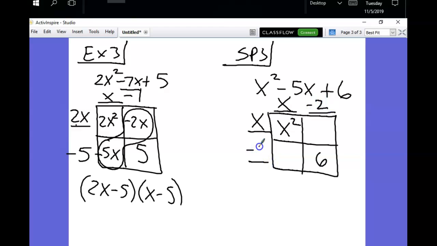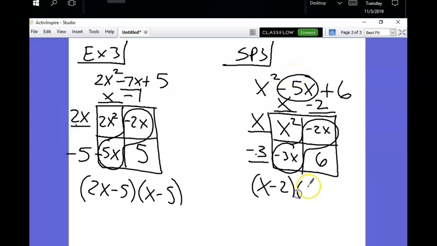It's even got the signs. Let's see if that works. X times -2 is -2x. -3 times x is -3x. Okay. Do these combine to make what we want? Yes, they do. And so our answer is x minus 2, x minus 3.